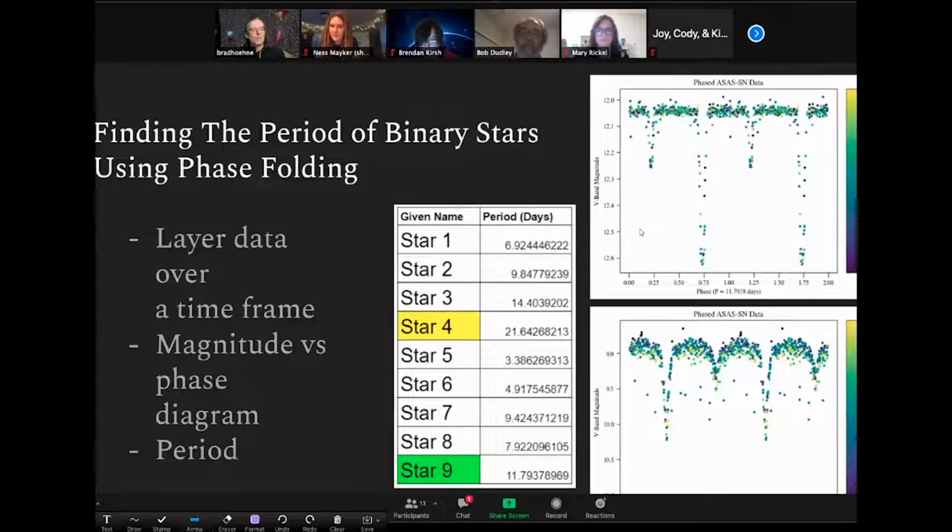There's a lot of interesting things you can tell from the shape of the curve as well. Can you talk about that as well? Yeah, so I brought it up a little bit before, how you have a bit of a messier graph on the bottom than the one on the top. But from the different shapes, you can tell different properties about the star.